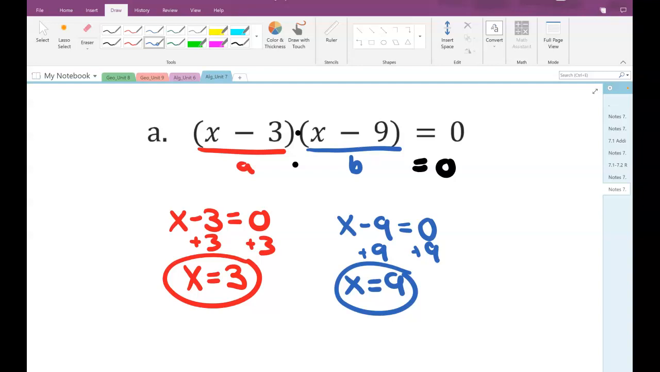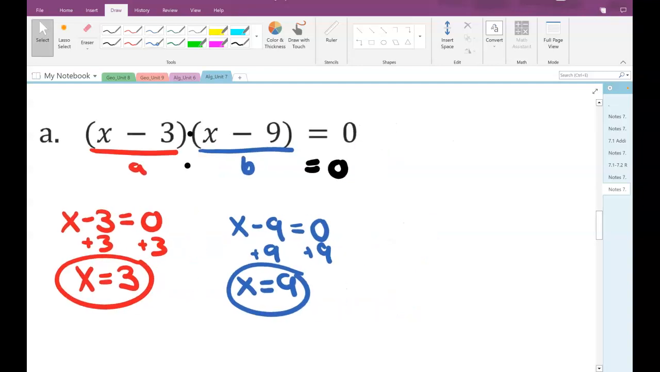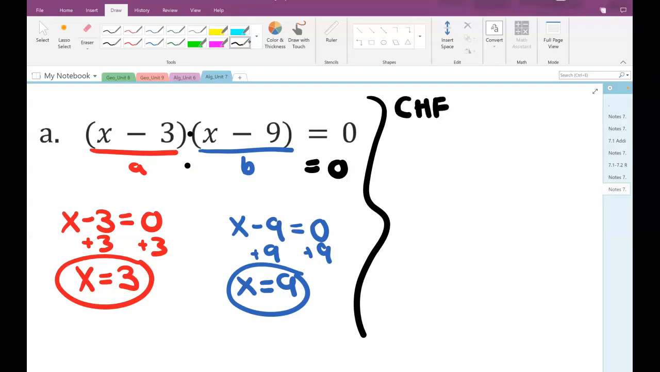So here's what you may call your check step. You don't have to do this every time, but I just want to show you why we're doing this and how it works. So here's our check. Let's say that we use one of our answers. We say, all right, x is equal to 3. That means wherever we see an x in our original equation, we're going to plug in a 3.